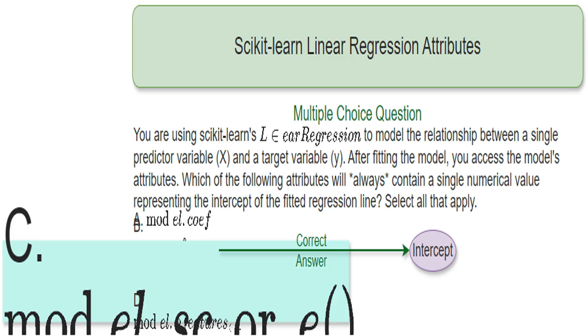I've got it. The correct answer is B, model.intercept_, because it directly gives the y-intercept of my fitted linear regression model. I'm ready for the next challenge.